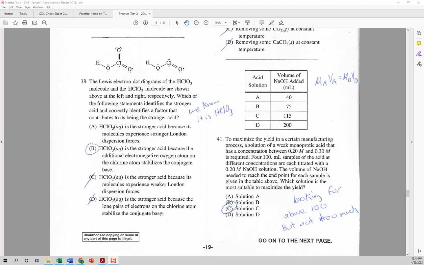But again, in your head, if the base takes the same volume as the acid I started with, the acid is going to have the same molarity. So I'm looking for 0.2 or higher, so I'm looking for at least 100 milliliters, okay?